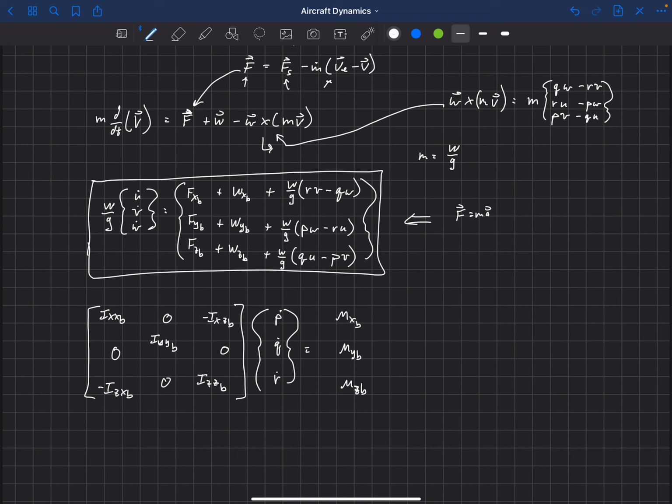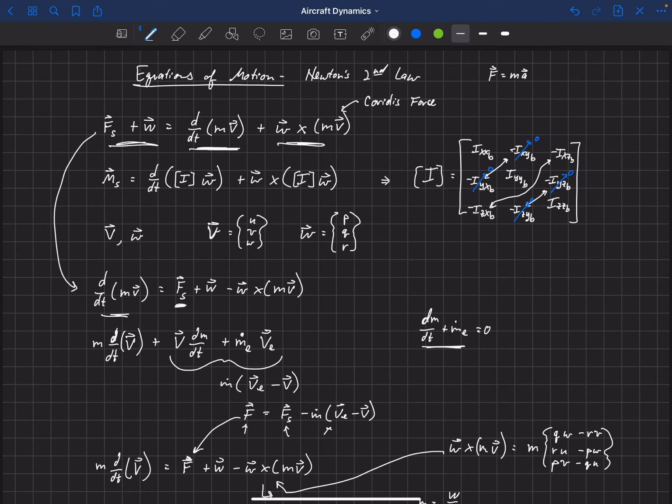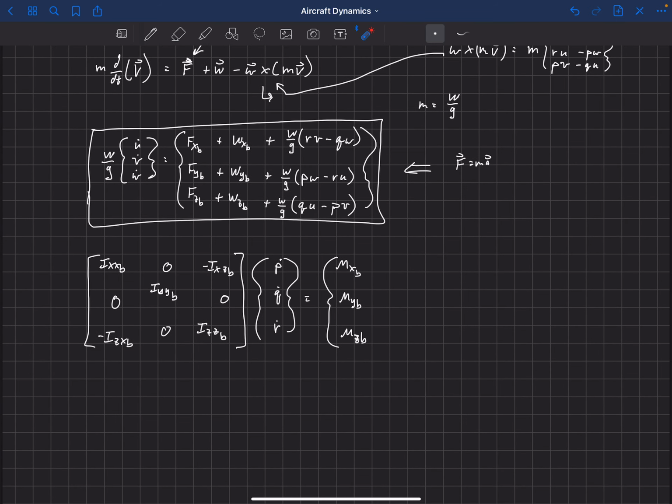And again, these moments now are not just surface moments like they were before. Remember we had the surface moments here, but we're now including the effects of thrust on that and the changes in our moment of inertia tensor as a function of time. And so this now includes thrust. So it's surface plus thrust.